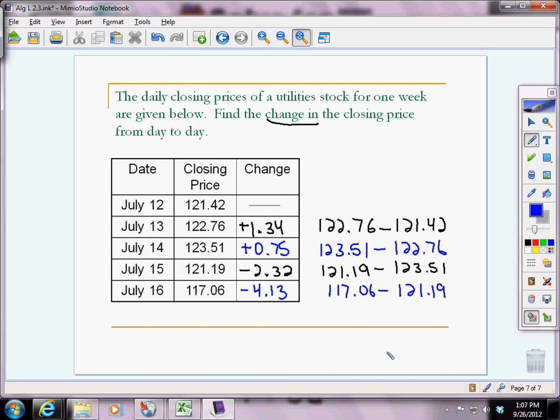Again, a simple idea of just subtracting, but always check to make sure your answer is reasonable, that it makes sense, that you can see if it's going up, your answer is positive, and if it's going down, your answer should be negative.